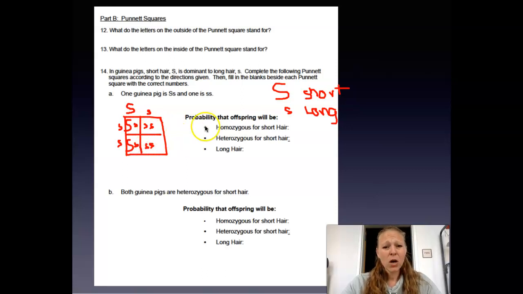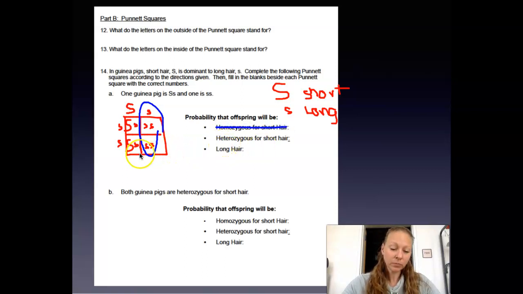So here, probability that the offspring will be homozygous for short hair. We have, let me switch colors here, a 50% chance that, or 2 out of 4 chance that our guinea pig will be homozygous for, I'm sorry, short hair is the, see, it's a good thing I wrote it out here, is capital S. So we don't have any homozygous for short hair. So let's cross that out.